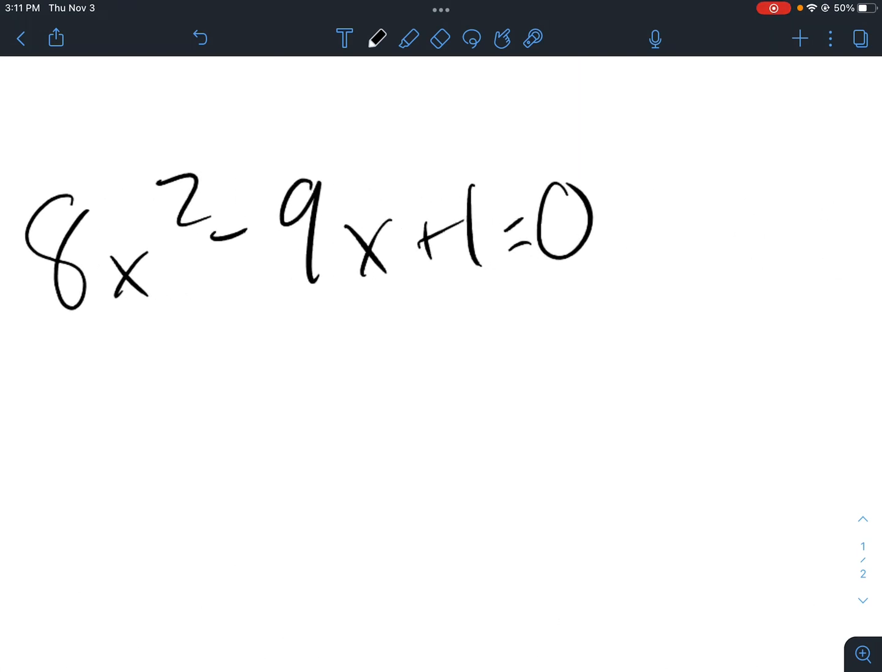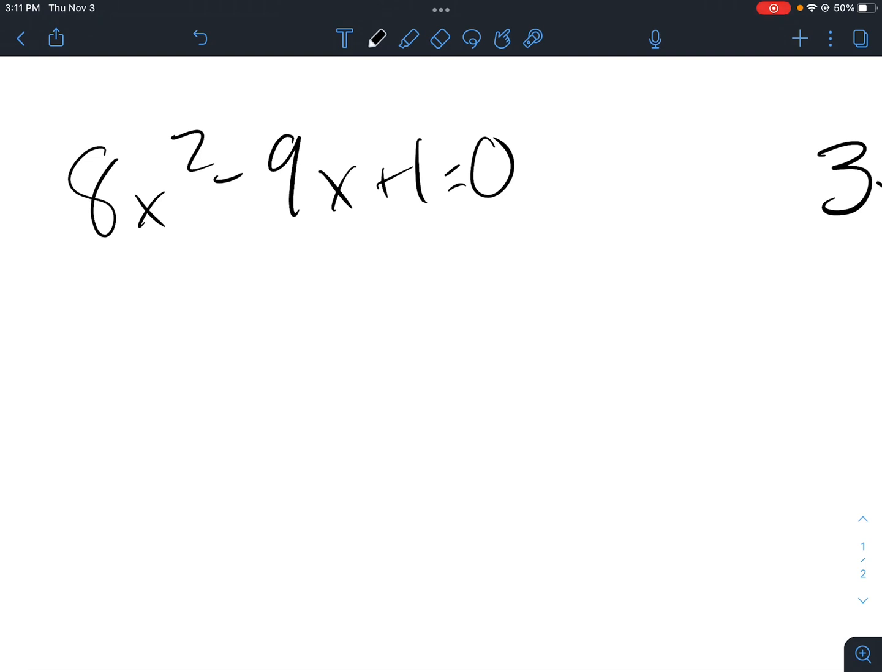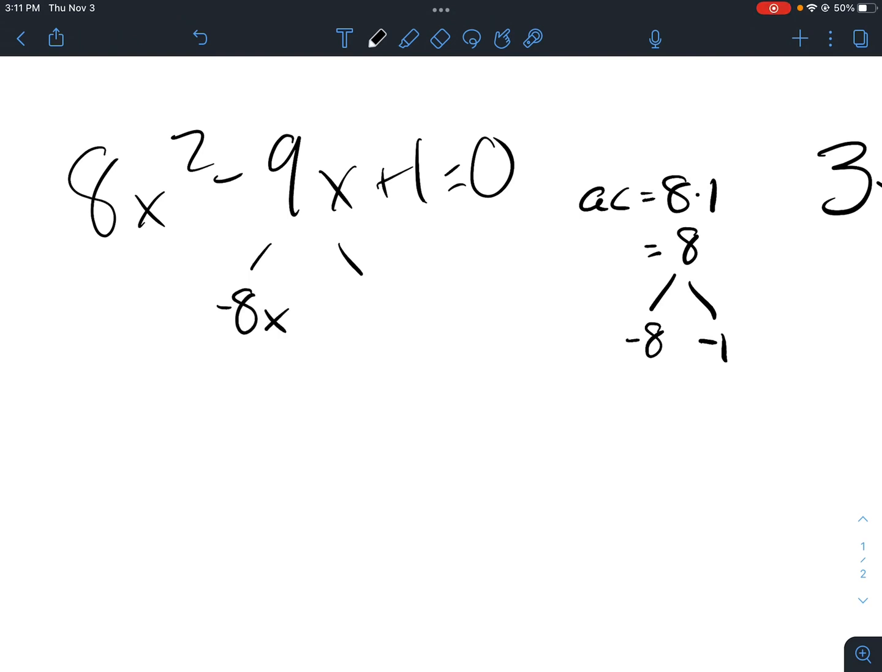Let's move on down. Now we're going to introduce some negative numbers. Still the same thing. We start with AC, which is equal to 8 times 1, so that's going to equal 8. Our factors of 8 that equal negative 9 are negative 8 and negative 1. So when we break up our 9, we're going to have negative 8x minus 1x. Bring everything else down, so x squared plus 1. That's equal to 0. And now we put in our parentheses.